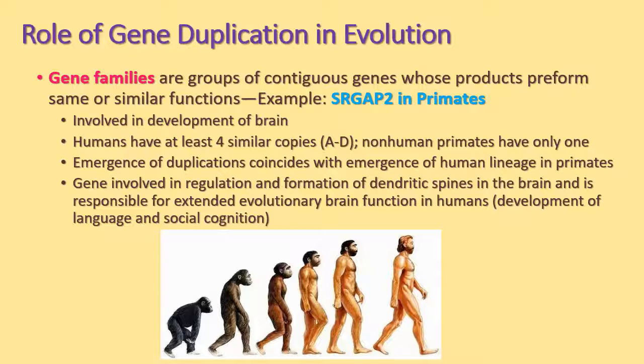And it appears that the duplications, when they emerged, coincide with the emergence of our lineage from primates. So by making copies of this gene and then those copies getting changed, it actually developed our species and allowed us to have extended evolutionary brain function.